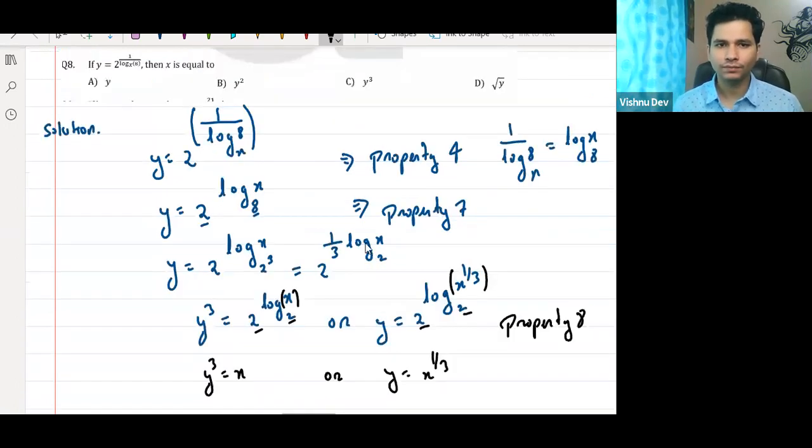No, sir. Anyone have any doubt in this? So is it different? No, sir. It is same. Y is equal to x power 1 by 3, or x is equal to y cube. It is same. So this is the concept. I'll explain again one by one.